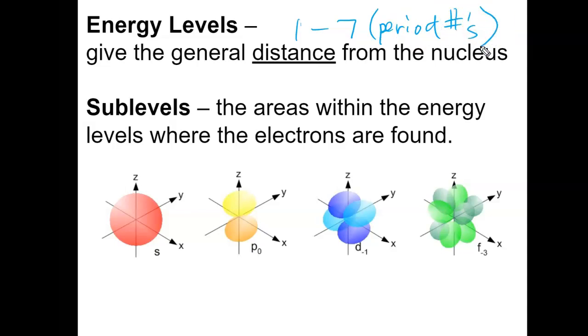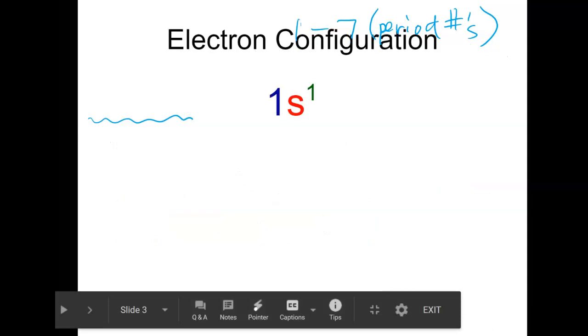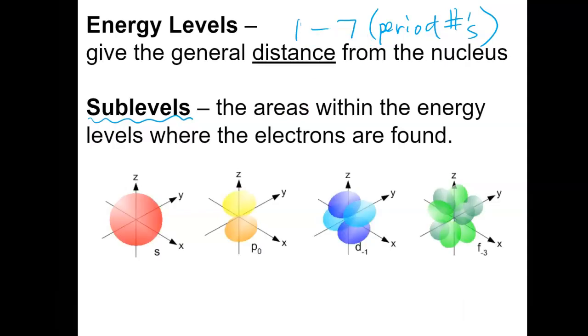Okay, so we also have something called sublevels, and sublevels are areas within the energy levels where electrons are found, and there are specific areas where electrons can be found. Let me go back. We want to make sure that we can identify these and a few facts about them. The first is called the S sublevel. You have heard this already because we have labeled our periodic table as the S block. The S sublevel can fit 2 electrons.